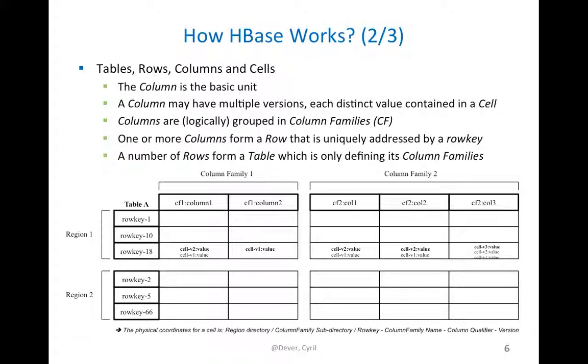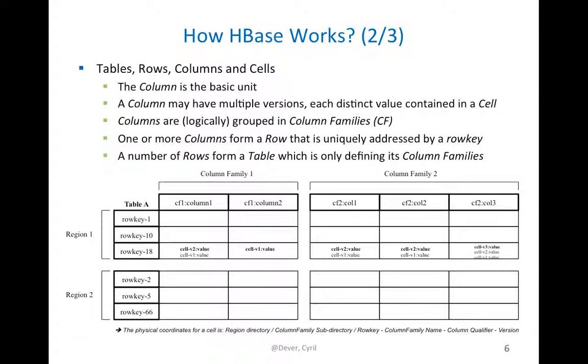As you remember, we defined HBase as a column-oriented database. This columnar nature finds its meaning in the fact that the column is the basic unit in HBase. No matter what, columns will be stored in the same region servers. A column may have multiple versions, distinguished by a timestamp representing the time it was written in HBase. Each of these versions is contained in what is called a cell.